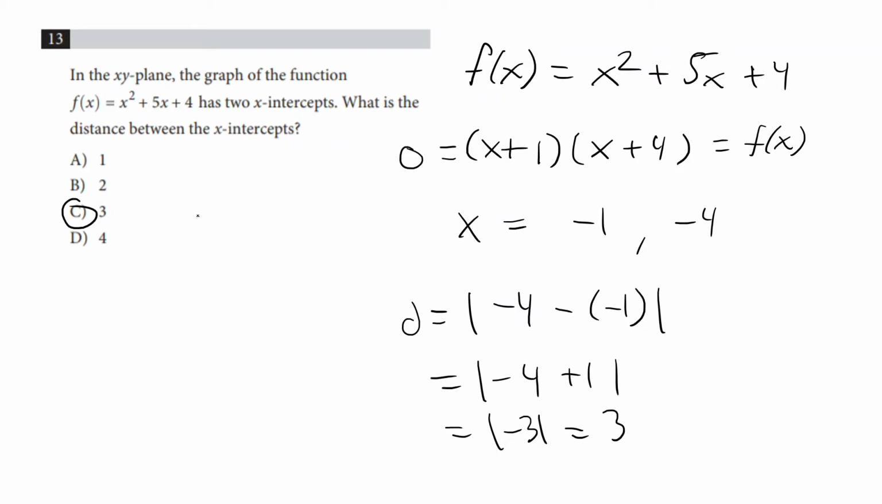So the answer is C, 3. Alright, so you just factor these, find the intercepts, and then find the difference between them using the absolute value function.